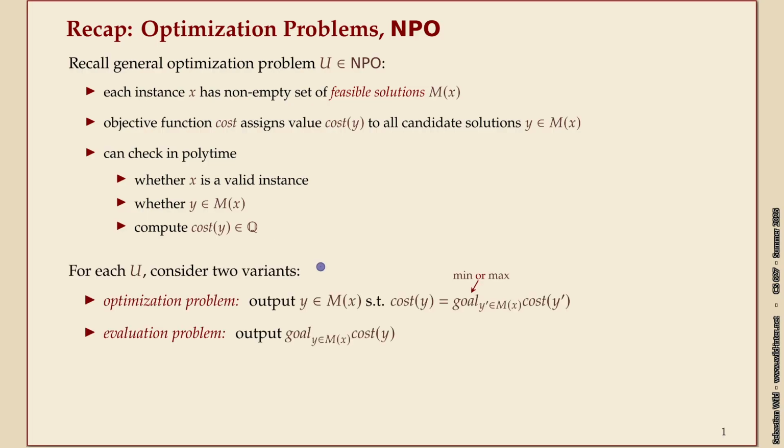And also remember, we have two problem variants. The optimization problem is the more natural that we often want in applications. We want the actual feasible solution that optimizes the cost. But we can sometimes first design an algorithm for the evaluation problem, where you only get the quality of the solution, but not the solution itself. In many cases, you can easily get both, but it's cleaner to first formalize the evaluation problem. We'll sometimes do that.